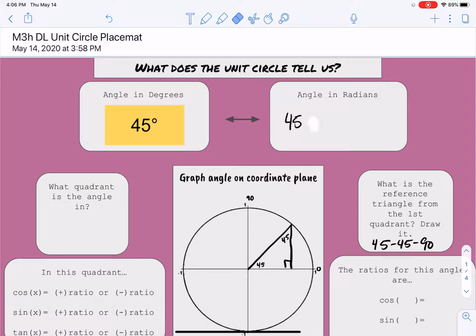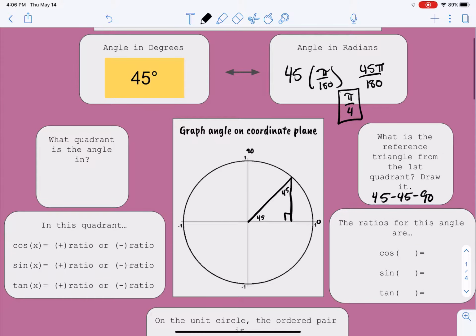Okay, to go from degrees to radians, we take our degrees, 45, and we multiply by pi over 180. So when we multiply by pi over 180, we get 45 pi over 180. 180 is divisible by 45, so we get pi over 4. We're going to leave this in exact form because that is the exact radians as opposed to a decimal that will not be exact. So leave it like that in terms of pi.